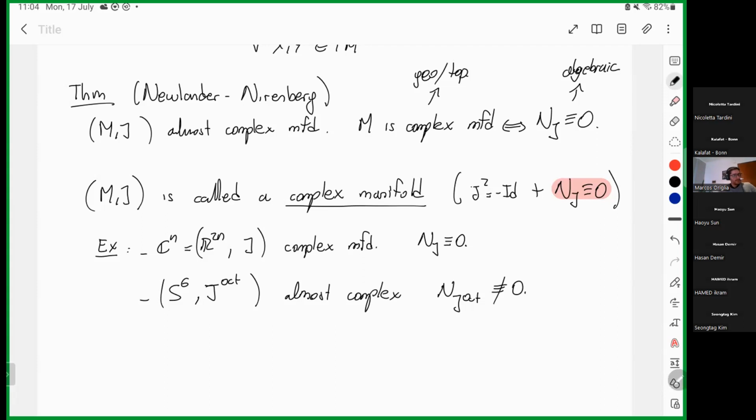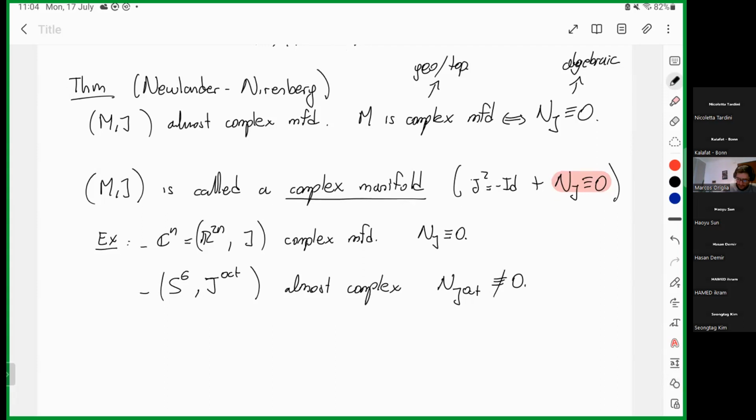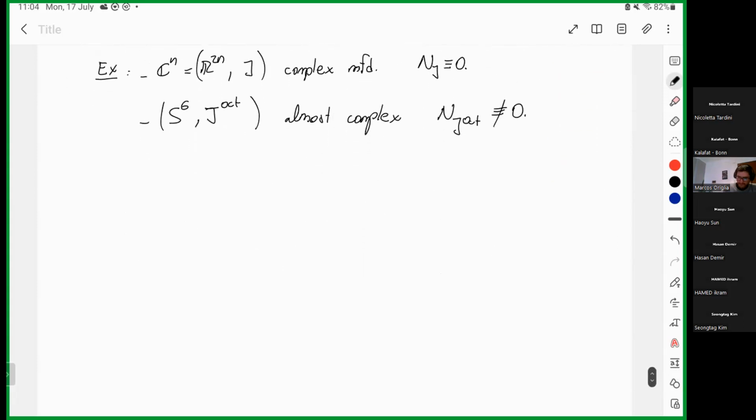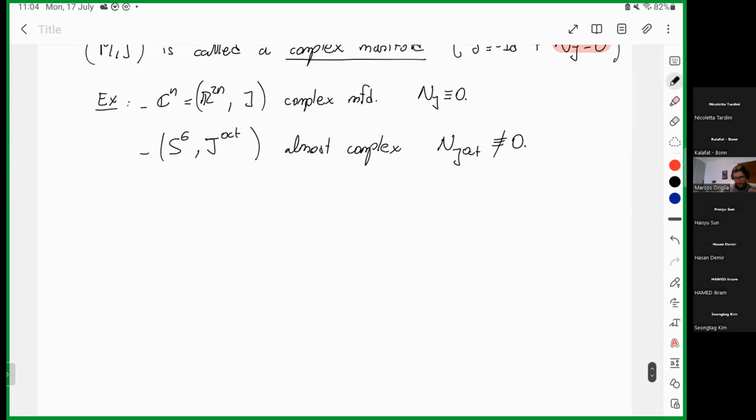Okay, so let me move to the second part. The first one was about complex structures. The second one will be about Kähler geometry, Kähler manifolds. If you have any question, please interrupt.